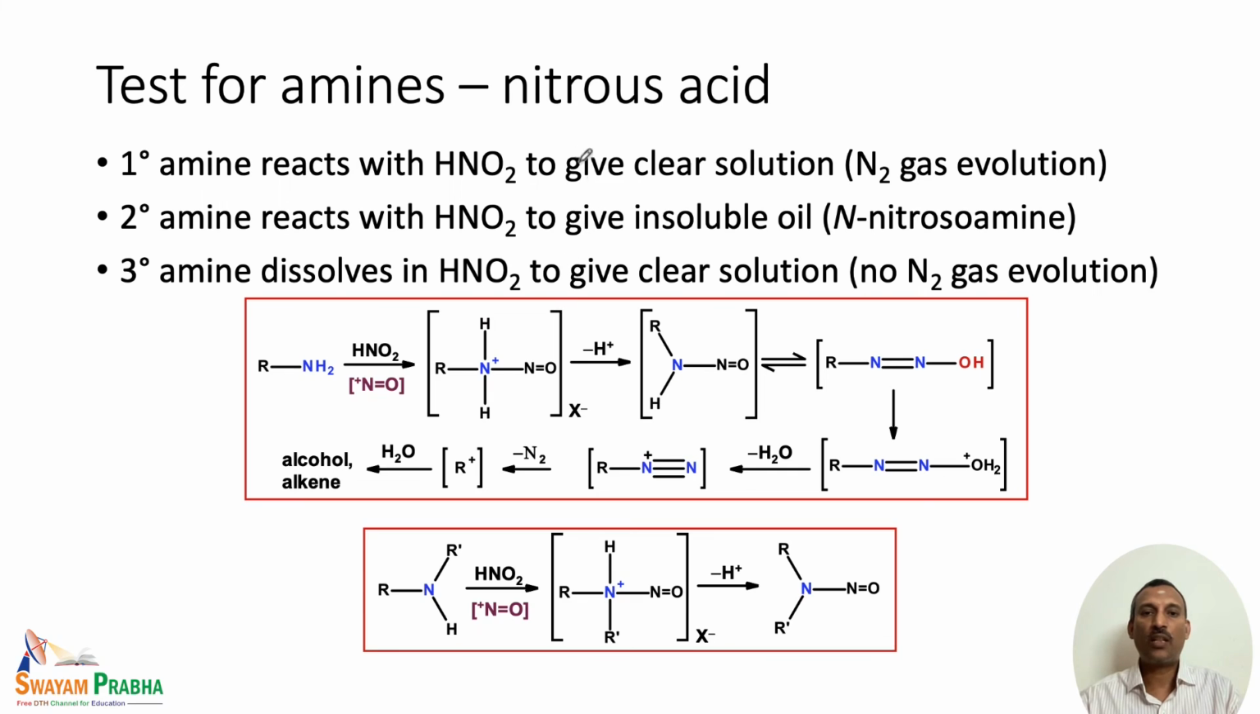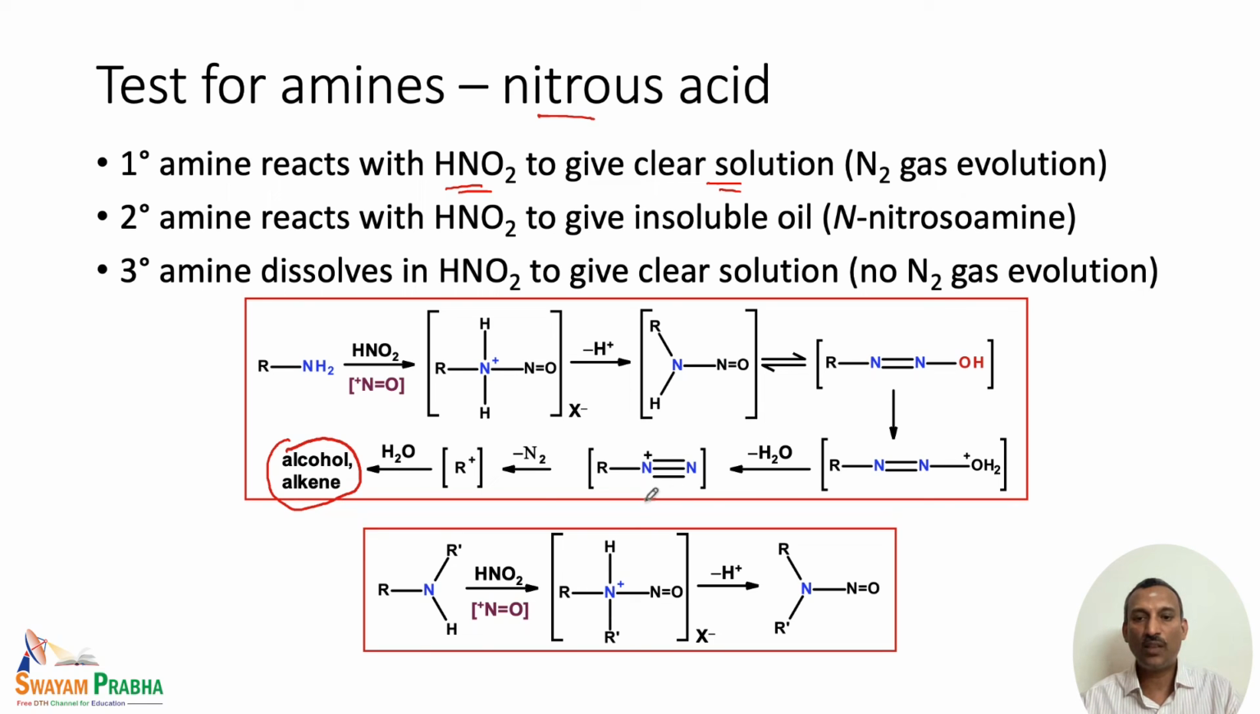There is also another test for amines, which is the nitrous acid test, which we have seen earlier, the diazotization reaction. The primary amine reacts with nitrous acid to give a clear solution. So, basically we end up with an alcohol or alkene formed as a final product after the reaction is over. So, this is the overall reaction, how the reaction proceeds.